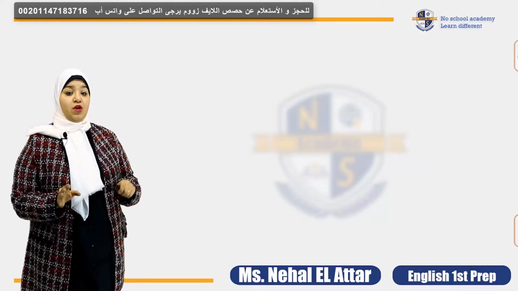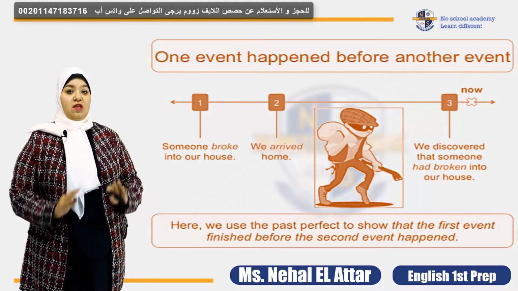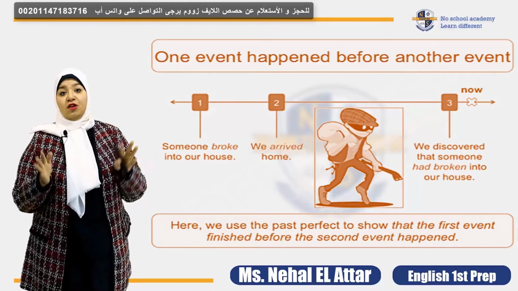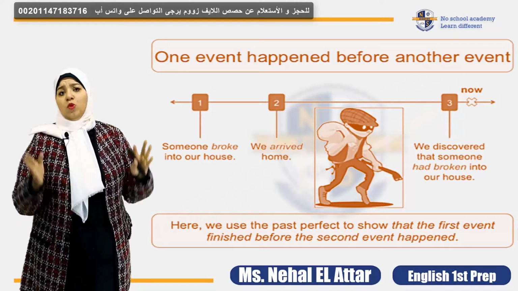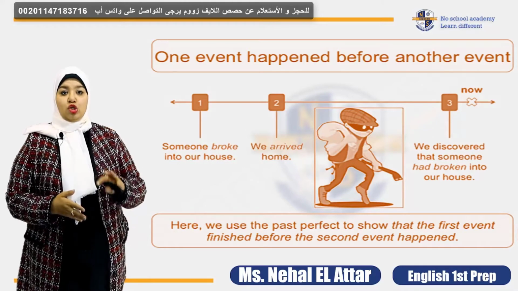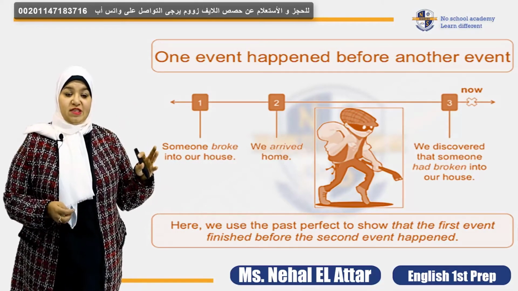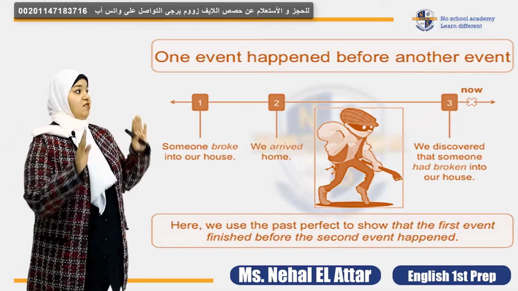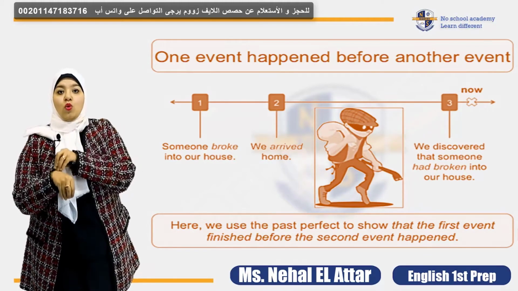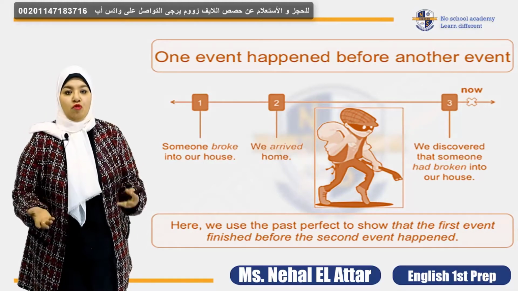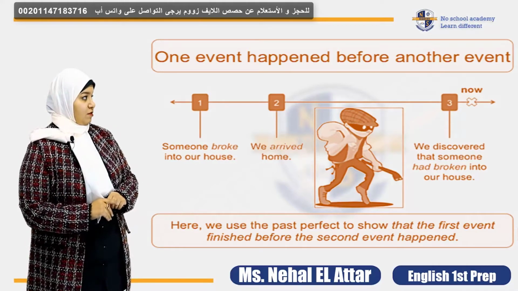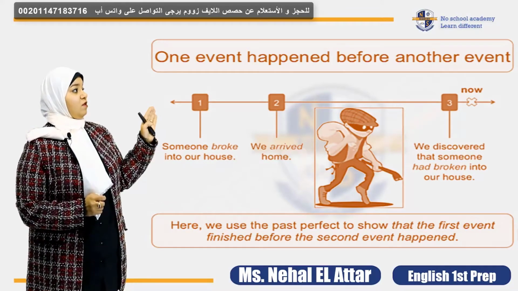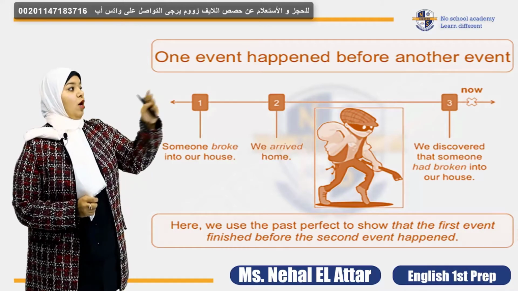Another example. Here, one event happened before the other. A thief broke into the house. Then we arrived at the house. We realized that the house was stolen from, or the thief had broken into it. So the breaking in, or the stealing, happened firstly, and then our arrival is after that. So let's do it in the form of a puzzle, or ordering of words, together to form the target tense of the past perfect simple tense. Here we can say: we discovered that someone had broken into our house.